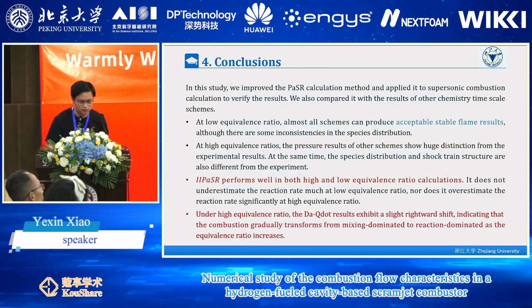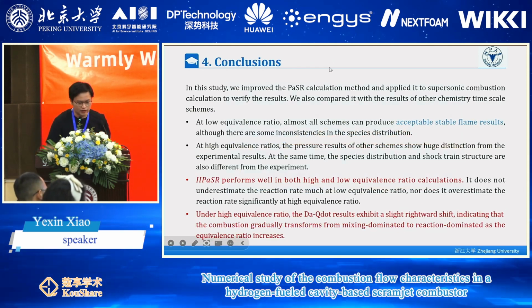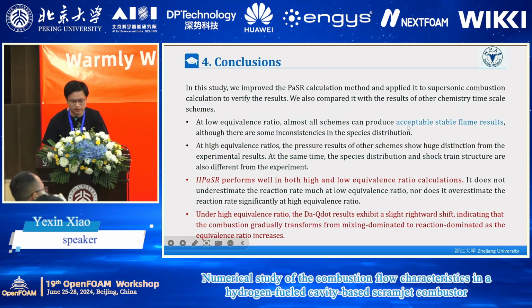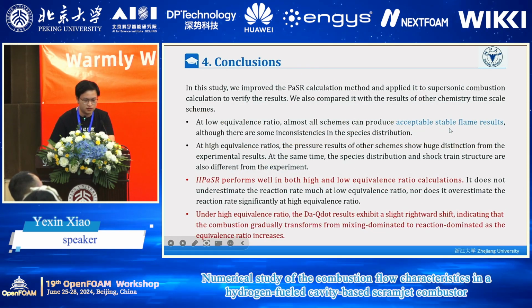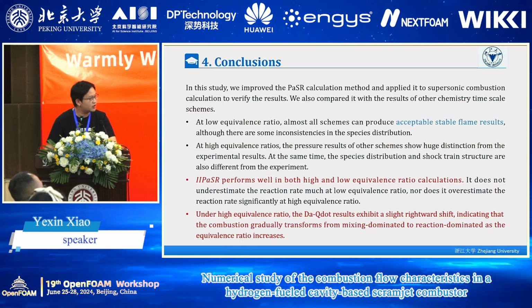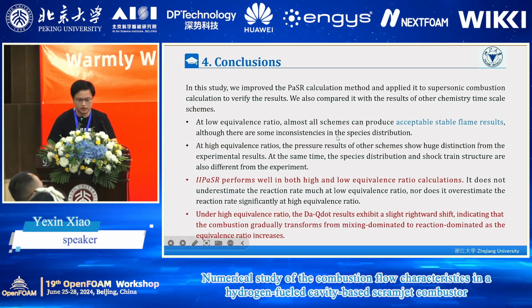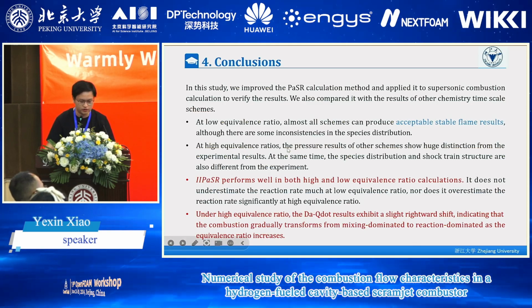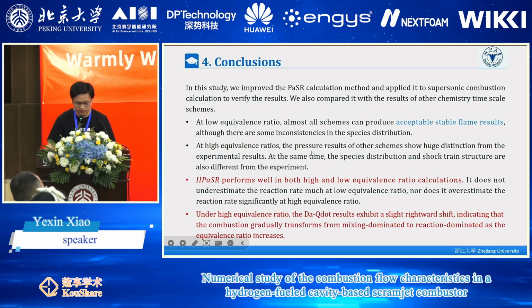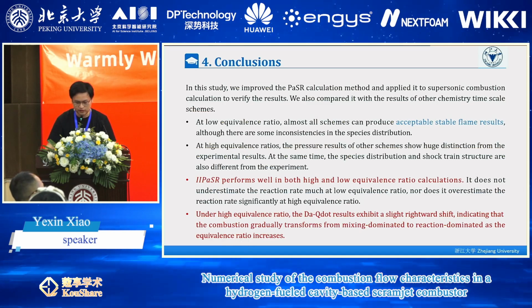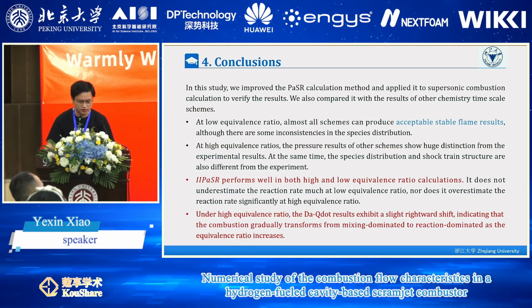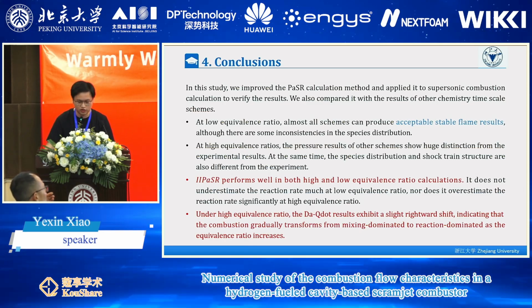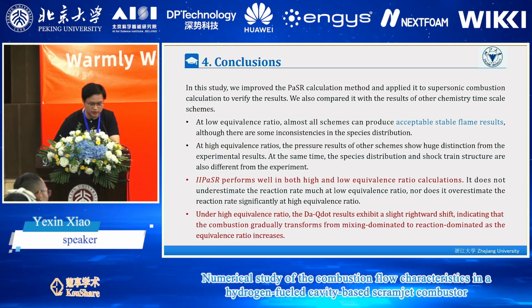Here we come to the conclusions. At low equivalence ratio, almost all schemes can produce acceptable stable flame results, although there are some inconsistencies in the species distribution. However, at high equivalence ratios, the pressure results of other schemes show huge distinction from the experimental results. At the same time, the species distribution and shock train structure are also different from the experiment.